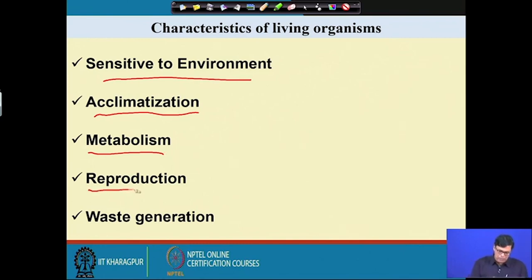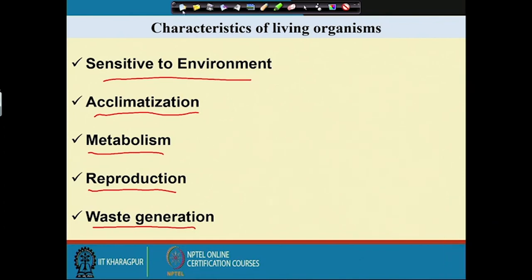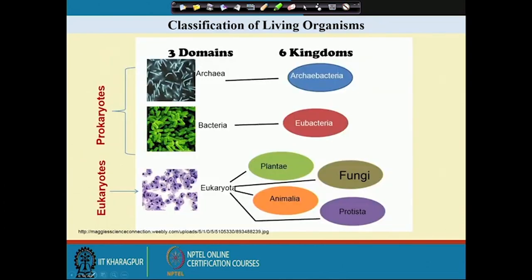Another important property of the living system is reproduction. This is the major difference between living and non-living systems. Living organisms can reproduce, but non-living systems cannot. Another important property is waste generation. All living systems generate some kind of waste. That is a property of the living system. So now the question comes: what is the classification of these living organisms? Whatever microorganisms we have, first let me tell you what you mean by microorganism.